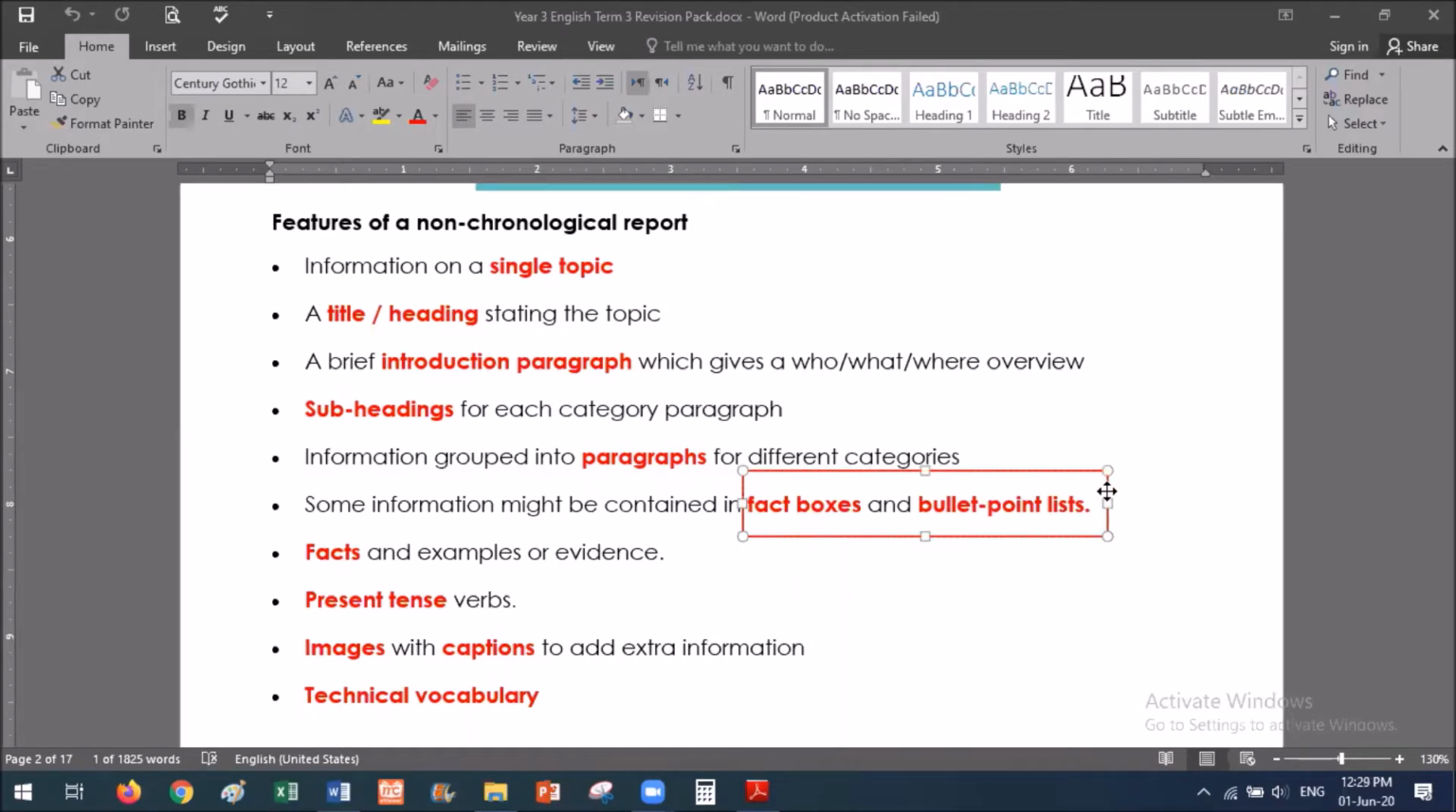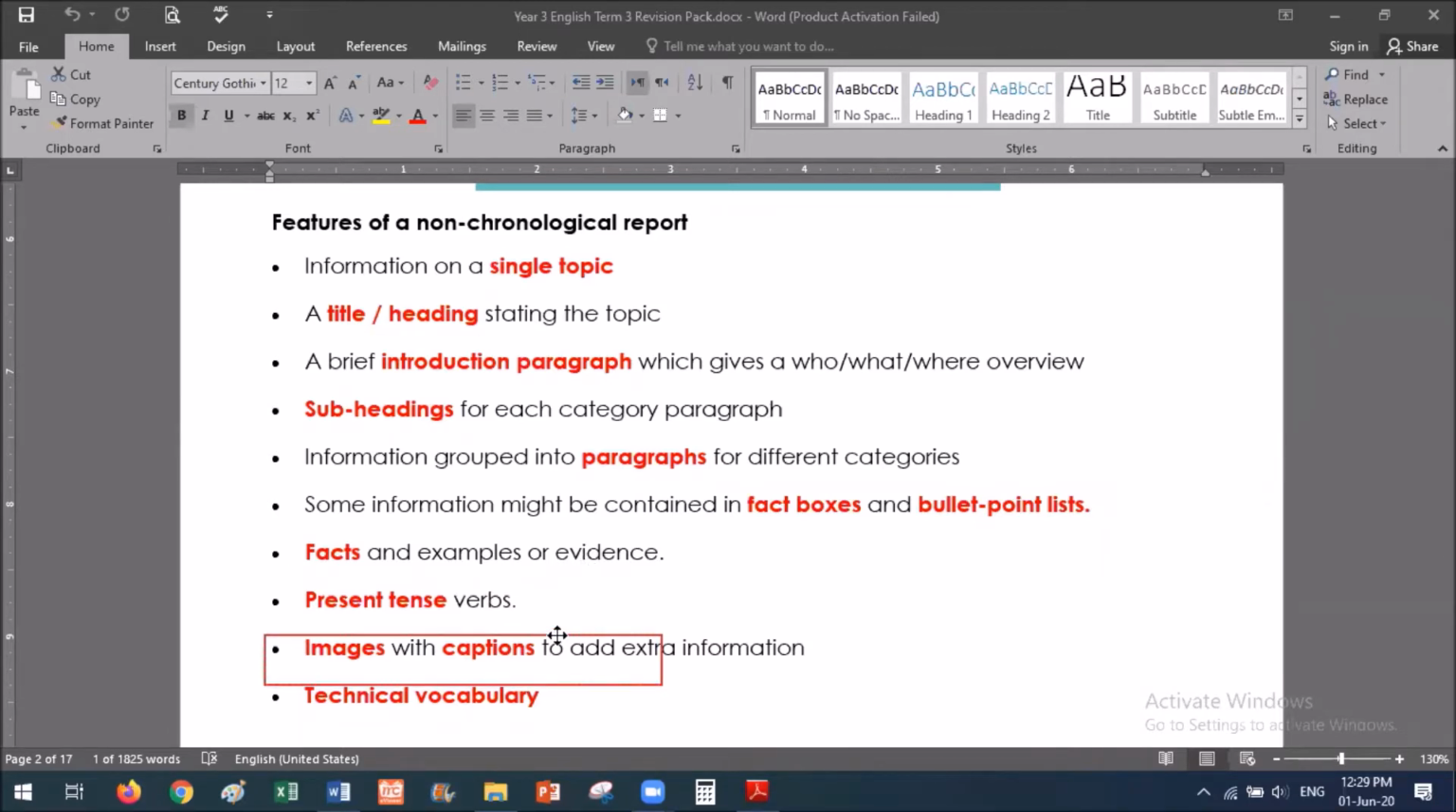And we know that we have fact boxes, and in those fact boxes, we could also use bullet points. We could use sentences in like a paragraph, or we could use bullet points. And we also knew that we had to use facts and examples or evidence. We had to tell facts about the topic. We also used present tense when we were writing. It was all talking about something that's happening now.